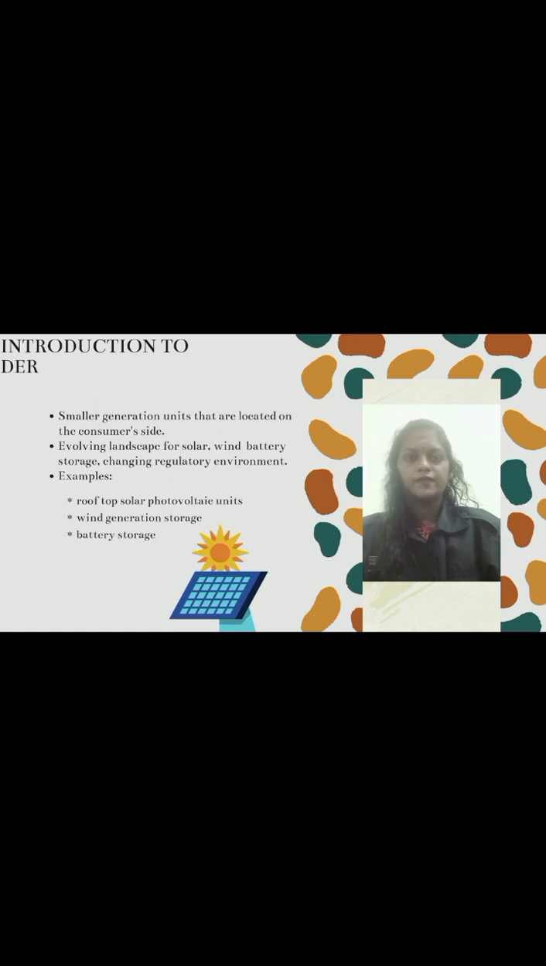Those working in the field say that research and development will continue as part of the evolving landscape for solar, wind, battery storage, and other energy technologies in a changing regulatory environment. Examples of distributed energy resources that can be installed include rooftop solar photovoltaic units, wind generation, and battery storage.